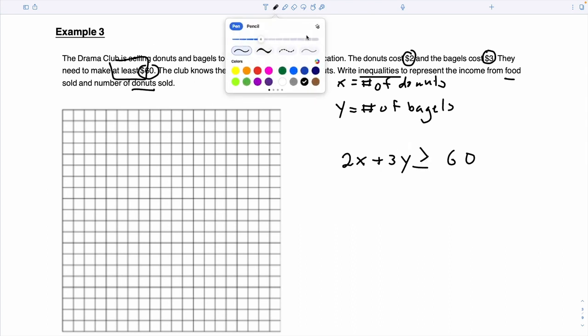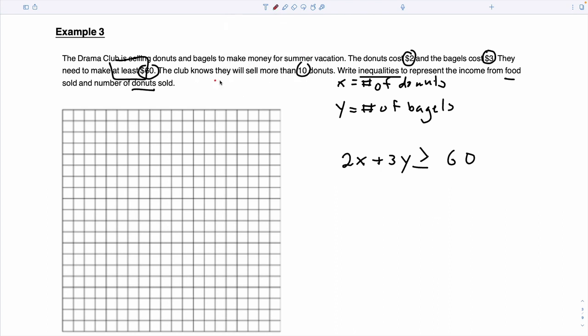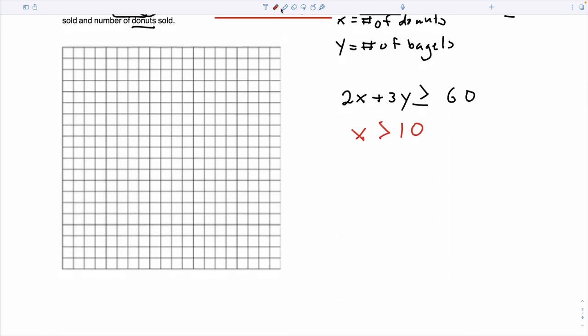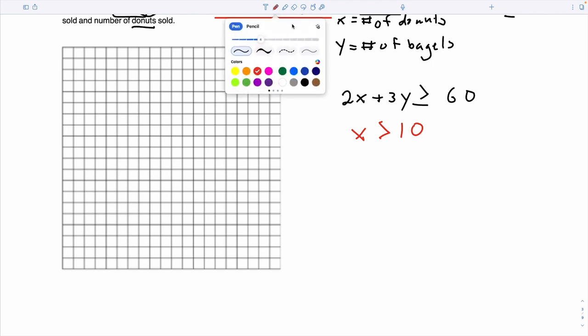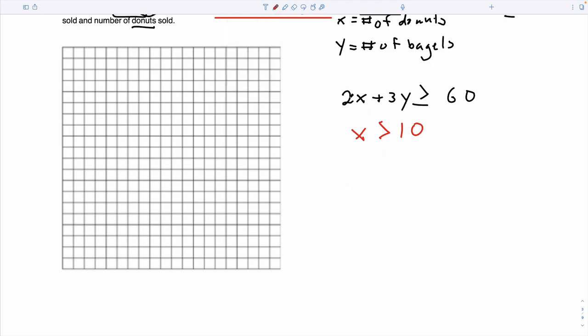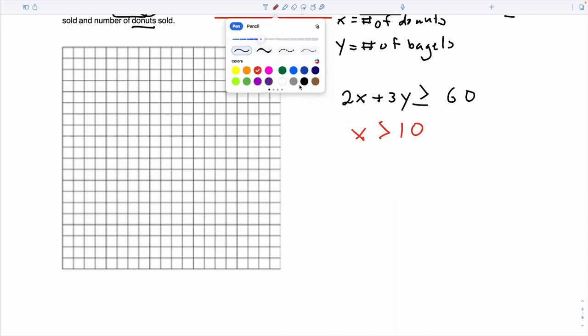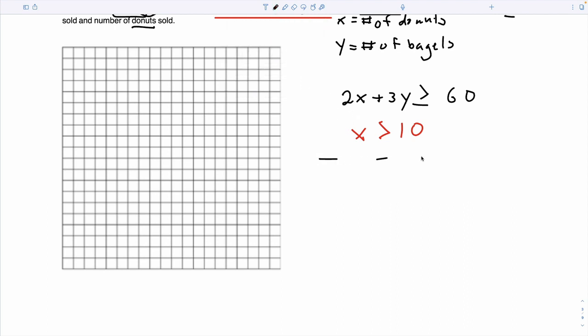Here's the second inequality. The club knows they sell more than 10. If they sell more than 10 donuts, X should be greater than 10. So let's solve this, graph it, and then we'll see what the inequality looks like. Start out with the 2x plus 3y equals 60, or greater than or equal to.